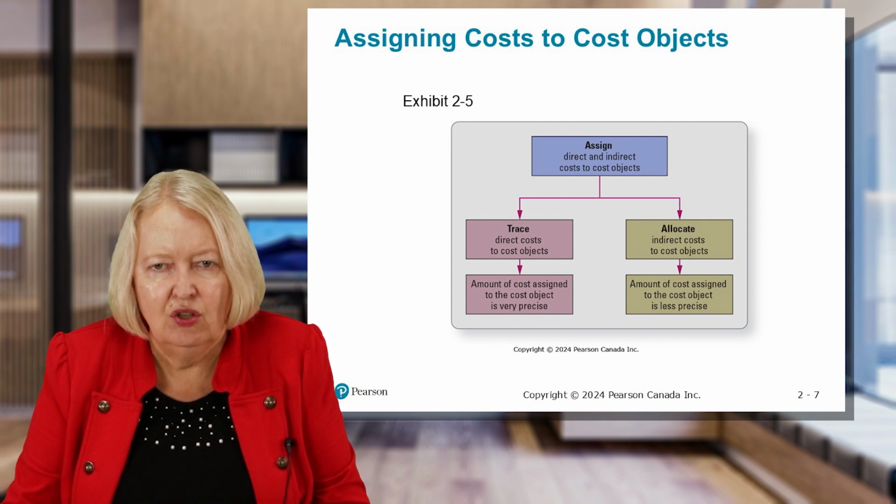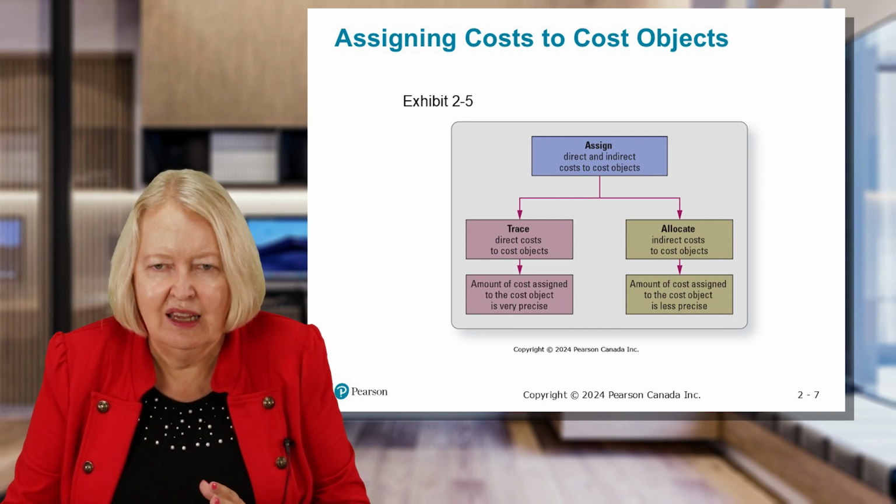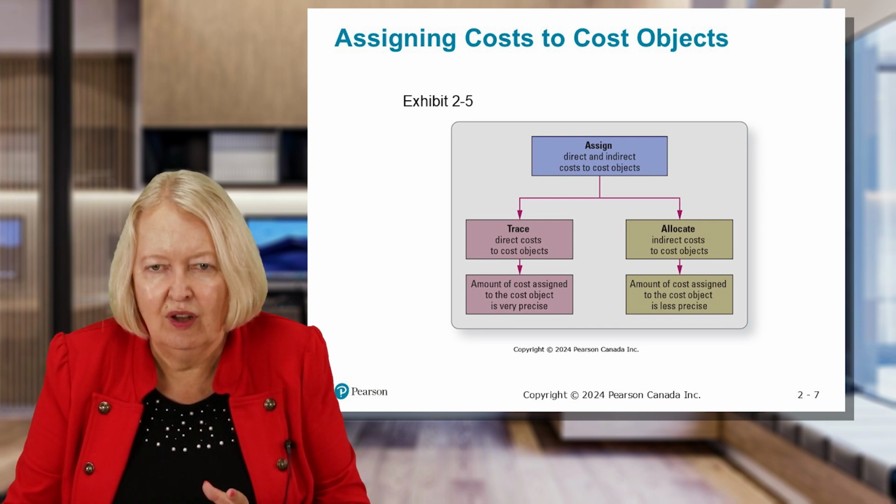So when you are looking at assigning your cost, you can trace your direct costs directly to the product that you're making, whereas indirect costs, you're going to allocate or average out over all of the products that you're making.